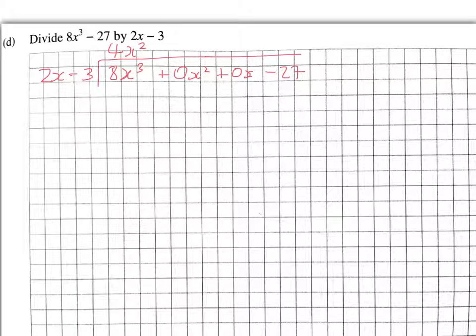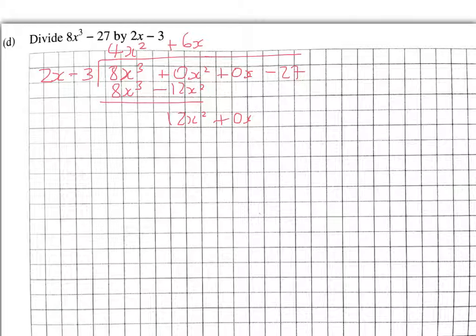And so when 4x squared is multiplied by 2x minus 3, what do I actually get? I get 8x cubed minus 12x squared. Do a subtraction of those two terms, and I get positive 12x squared. Bring down the 0x. I now have a new expression to divide by 2x minus 3. So what do I multiply by 2x to get 12x squared? Well, that's going to be plus 6x.